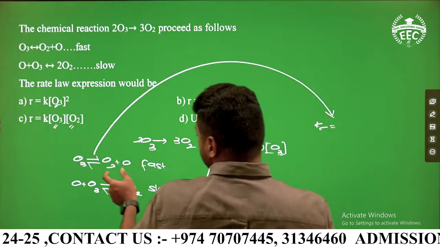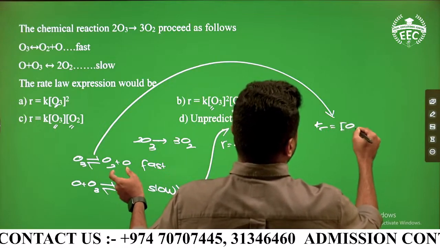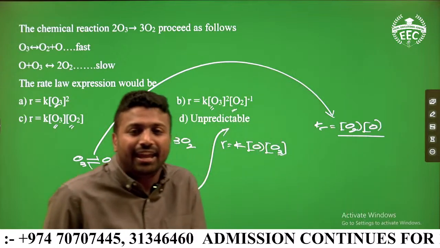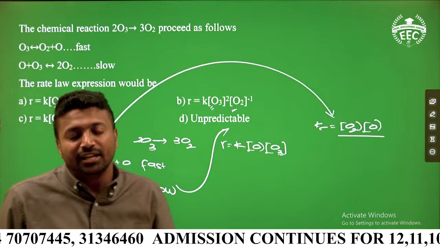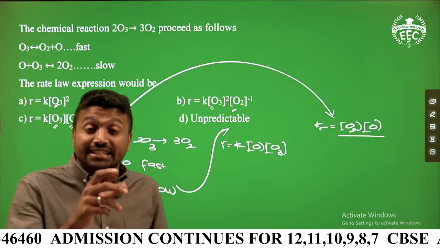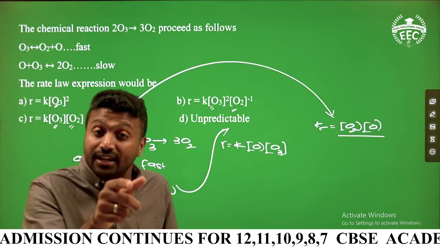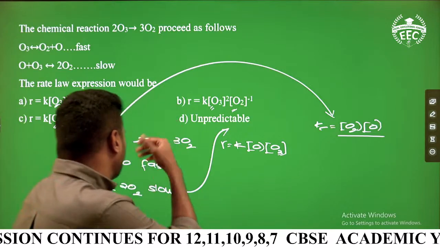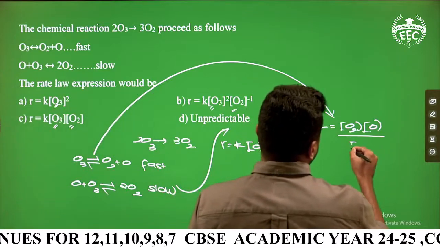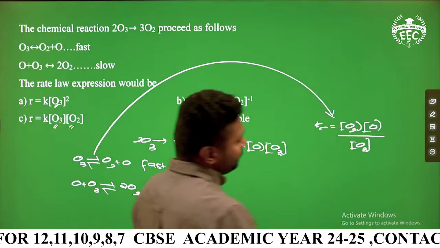The equilibrium constant Kc is equal to, as you know, for aA plus bB reversibly giving cC plus dD, the equilibrium constant Kc is equal to C raised to c into D raised to d, divided by A raised to a into B raised to b. Same formula I'm using here, products by reactants. Products are the concentration of O2 into the concentration of O, divided by the concentration of O3.